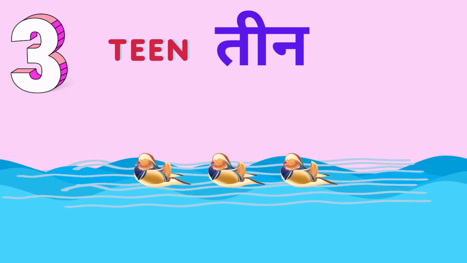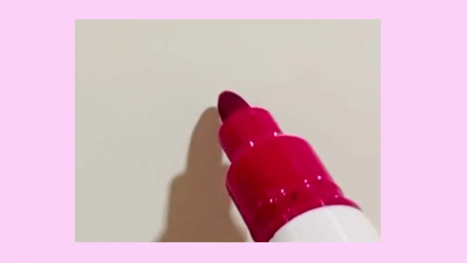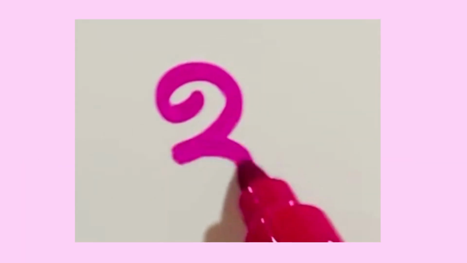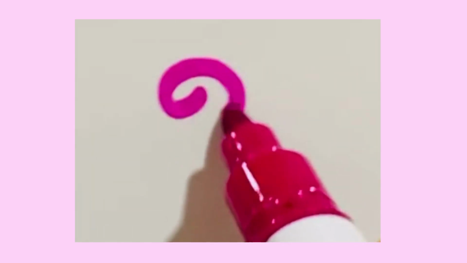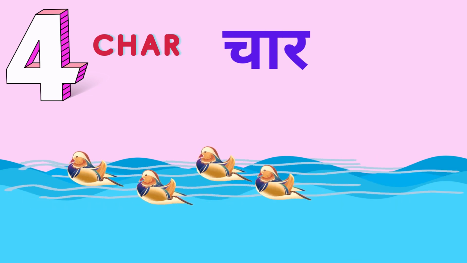Then comes 3. 3 is also written similar to the 3 in English mathematical numbers, but here also we begin it with a small curve in the beginning of 3 and we finish it with a curvy tail at the end. Then comes 4.